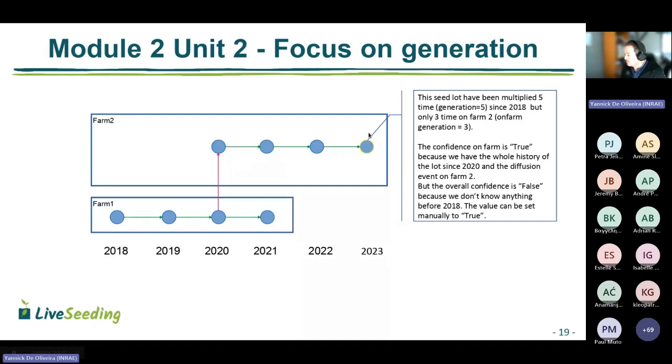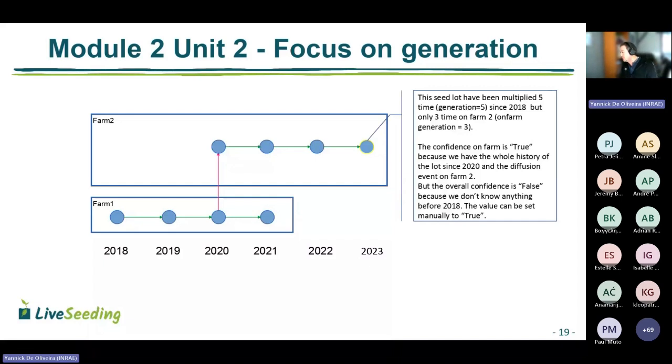So if we take the seedlot with the yellow circle that is focused here, we have a generation number of 5 since 2018, but the on-farm generation will be 3 because it has been multiplied only 3 times on the farm.